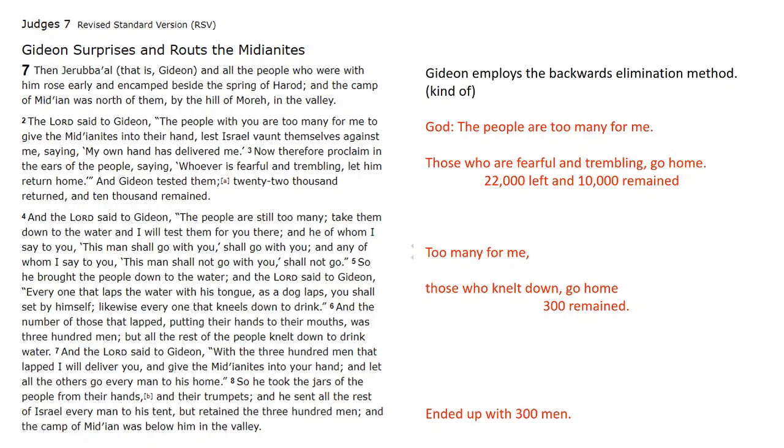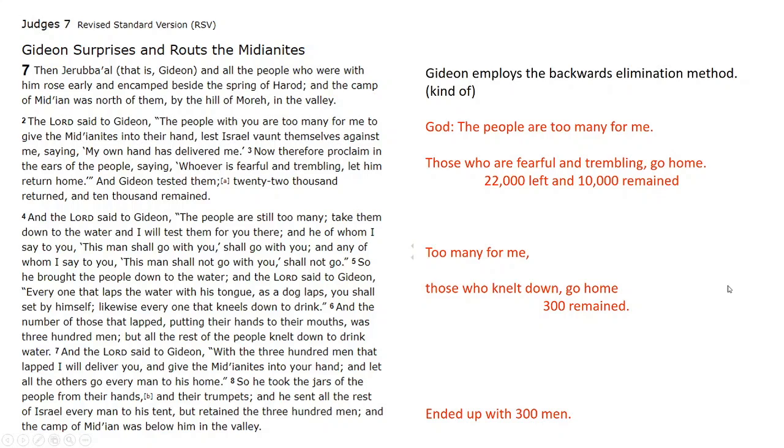So he took his large amount of people, and anybody who was fearful and trembling, he sent them home. So 22,000 left and 10,000 remained. And then he had the idea about how they drank water. I'm not quite sure why it matters how you drink water, but of the 10,000, only 300 remained, and so that was his model. That was his army that was going to surprise the Midianites and rout them.